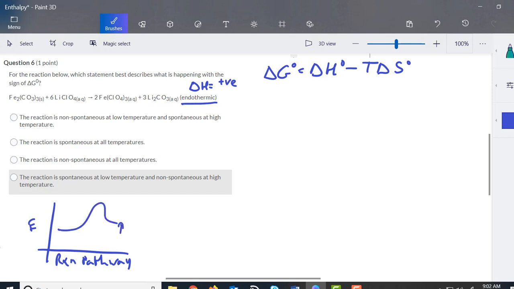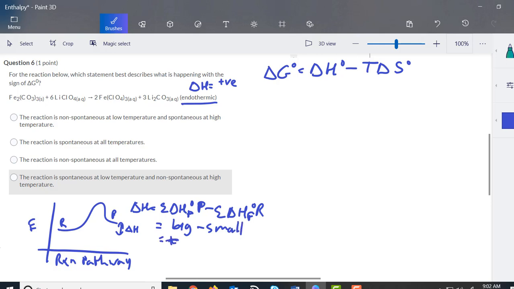So that means we have a positive delta H, because this is the products, this is the reactants, and delta H is going to equal the sum of the heats of formation of the products minus the sum of the heats of formation of the reactants, which means that we're going to have a big value minus a small one, which is going to be a positive value. The reverse is true, of course, if we're dealing with an exothermic process. But what we're interested in here is the fact that delta H is positive.